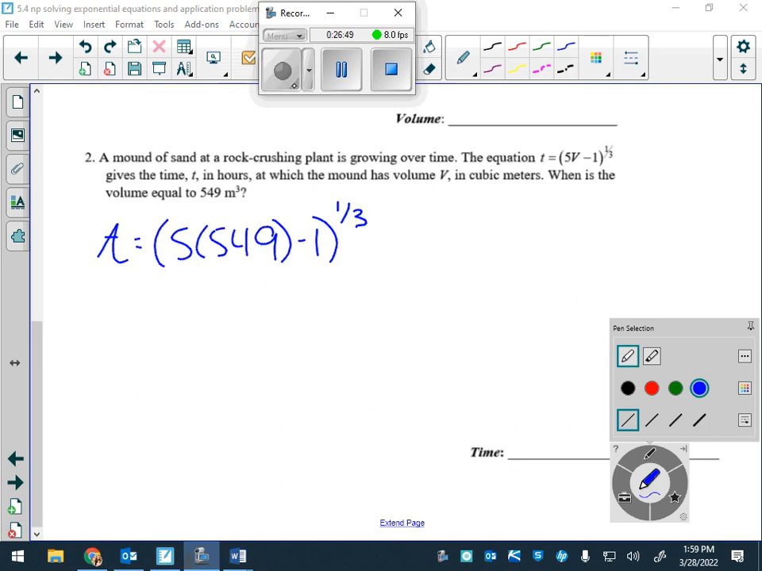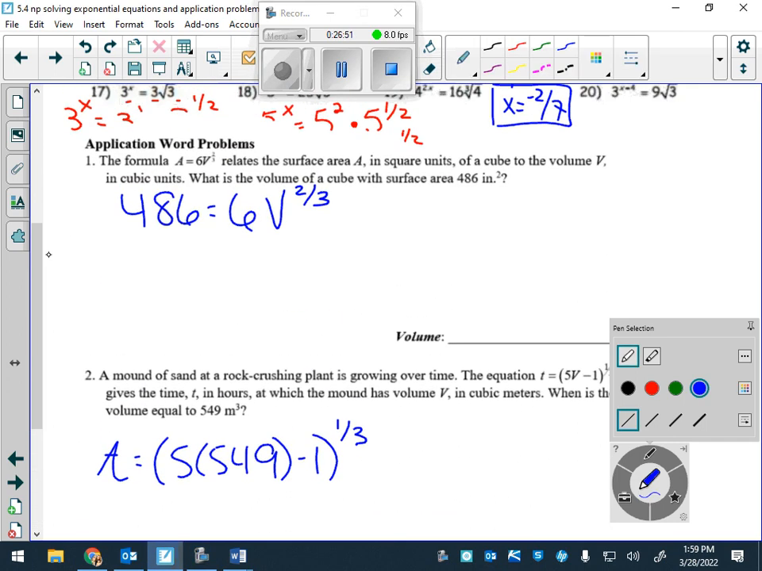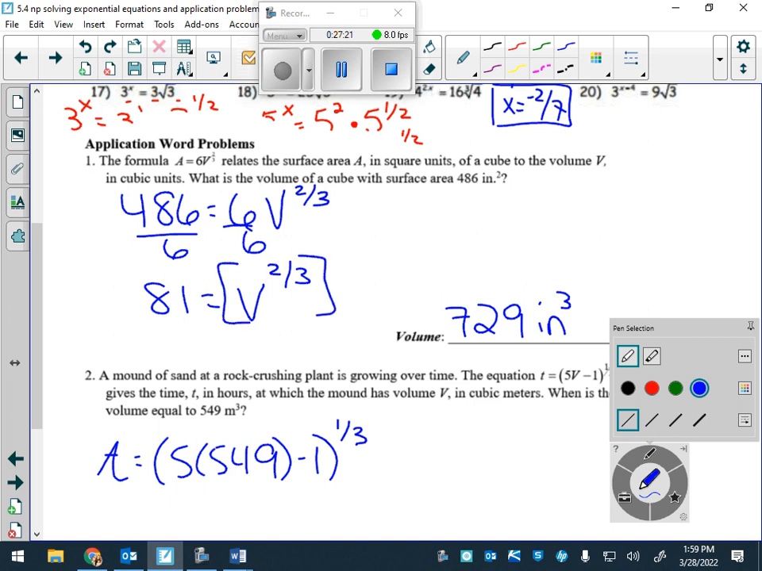All right? So, number 1, you're finding the volume. Anyone have an answer for number 1? Louise. 729. Good. Inches cubed. What do you have to do first? What's that? Divide by 6. 81 equals B to the 2/3. Then what do we do? Danielle? Oops, yep, you're right, sorry.